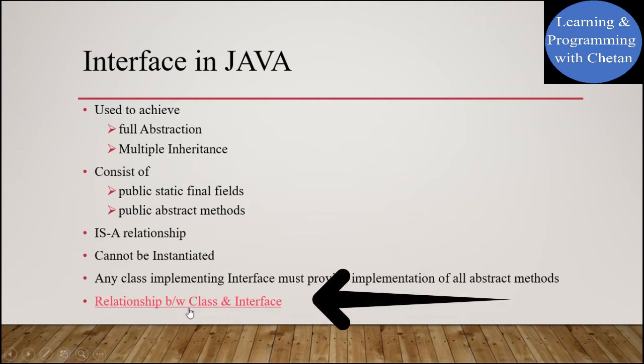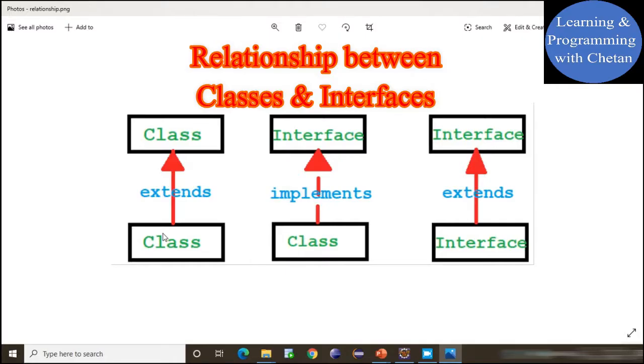Now let us see the relationship between classes and interfaces in the Java programming language. When we have to use the properties of our superclass in our child class, then the child class should extend the parent class. And similar is the case with interfaces. That is, when one interface tries to acquire the properties of another interface, then the child interface should extend the parent interface. But when a class tries to implement the properties defined inside an interface, then the class should implement the interface. So this is the relationship between classes and interfaces in the Java programming language.